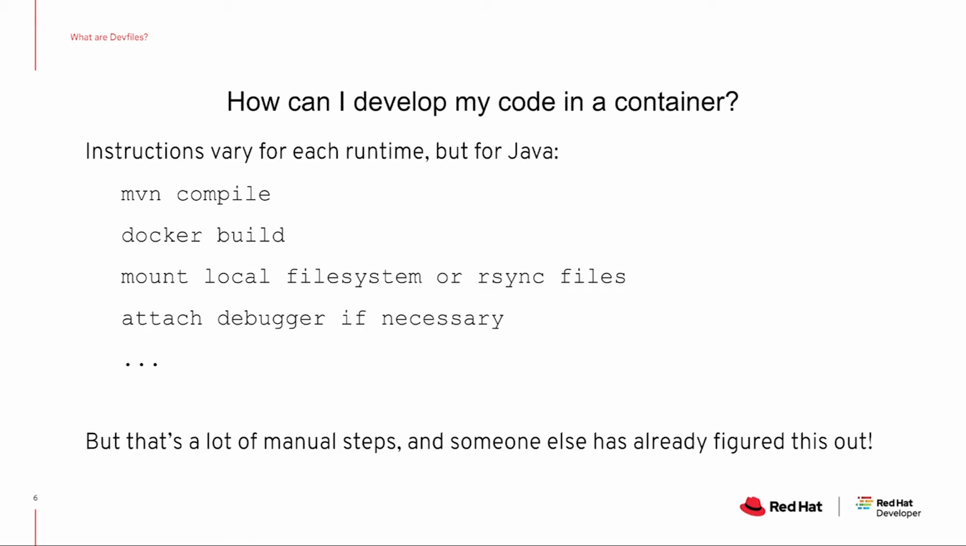So let's see an example of a typical development workflow for using Java with Maven. I just take that as an example. It involves doing a Maven compile, doing a Docker build with mounting a local file system, setting up debug, and the list goes on. And these steps will be different if you're using a different language or framework. These are not rocket science, but someone has already figured it out before.